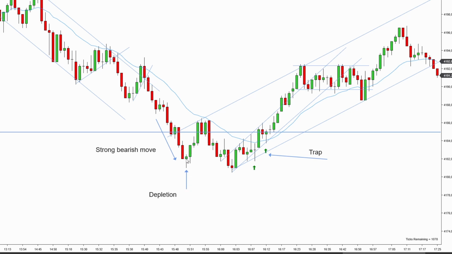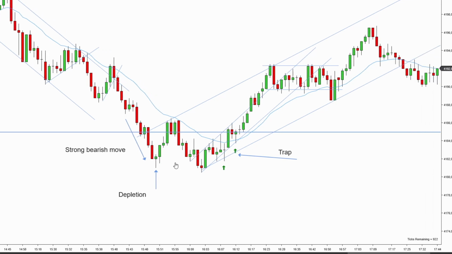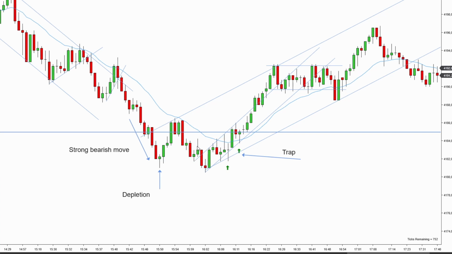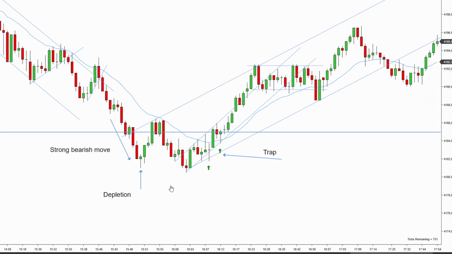Take a look at this doji. This right here is a depletion of this entire move. After that, there will be an indecision phase. Indecision phase is clearly highlighting that the market is depleting the previous strong bearish move. This area right here is the indecision.